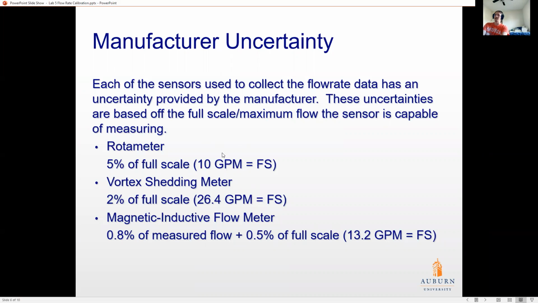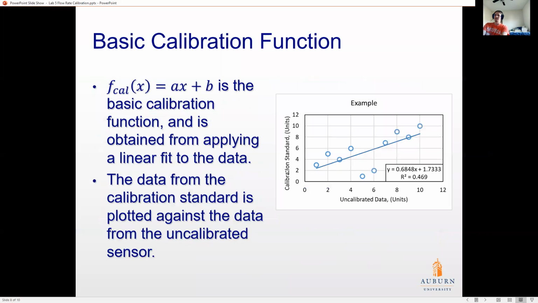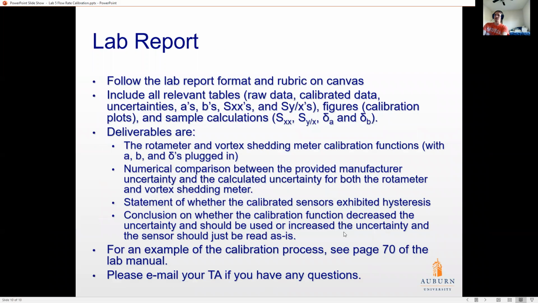Is the calibrated uncertainty less than that? So that's what we're looking for as far as conclusions go. I want you to compare the numbers and then tell me if it was within spec. So you'll say the calibrated uncertainty was 0.4 gallons per minute, and the manufacturer says that it should be no more than 0.5, so this was within spec. So compare numbers, tell me if it was in spec. And you'll do that for the rotometer and the vortex shedding meter.